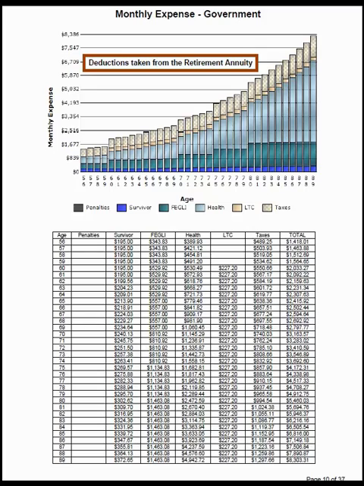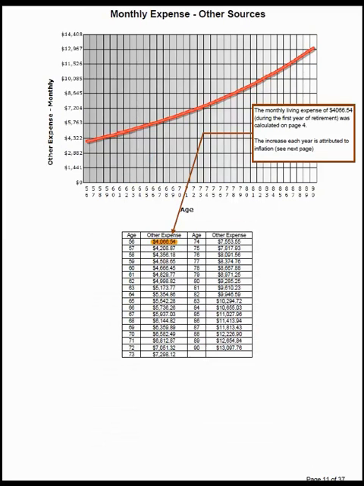Okay, now that takes care of the government expense in retirement, but let's take a look at other expenses. Now, back on page 4, when we went through the inflation adjustment of what Sam would need to meet his standard of living today, we calculated that he would need $4,068.54. So we've made an entry here on the spreadsheet of $4,066.54, and we have an increase in that each year by 3.5%, and you can see how that goes up over time.